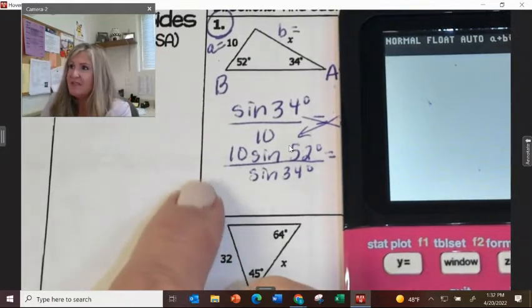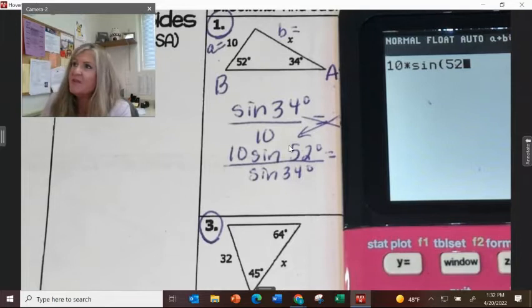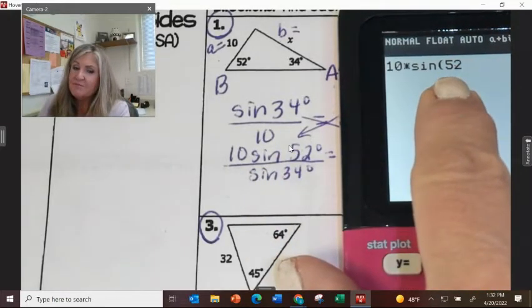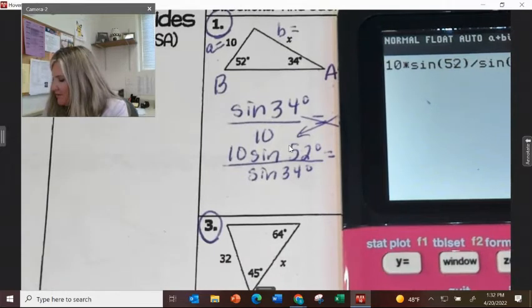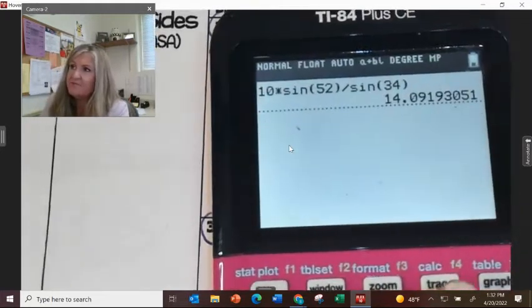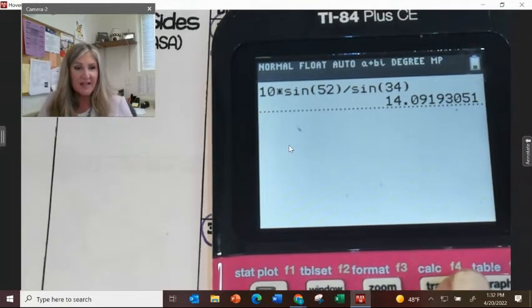And now we're going to type this in. So we're going to do the sine, 10 times the sine of 52. What am I going to have to put after that 52? Parentheses. And then I have divided by the sine of 34. And I get this answer. We're going to round this to the nearest tenth.